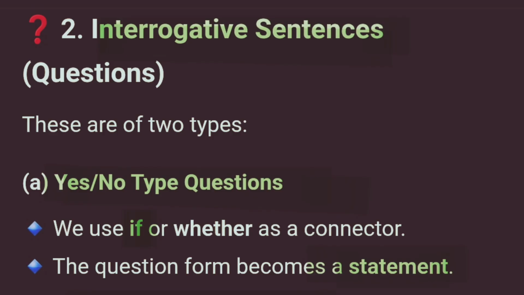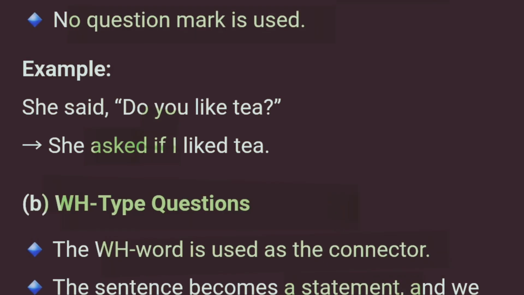Example, she said, do you like tea? In indirect speech, we will write, she asked because it is question. So, we will use asked and we will use connector if, and we will say that she asked if I liked tea.